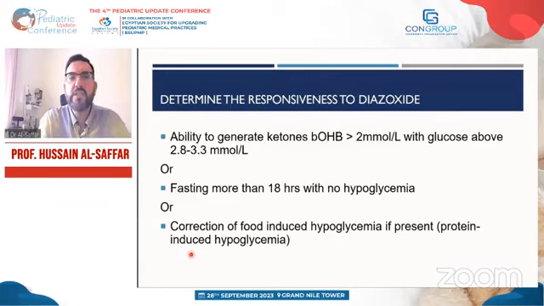If the patient is able to generate ketones with blood glucose more than 2.8 or 3.3 millimole per liter, the idea is the patient is able to generate ketones. If the patient is able to generate ketones, it means diazoxide has suppressed the insulin production. Because if there is high insulin, then the insulin is usually switching off the ketogenesis process. So if the patient is generating ketones, it means the insulin has been suppressed. So that means that patient is responding to diazoxide.